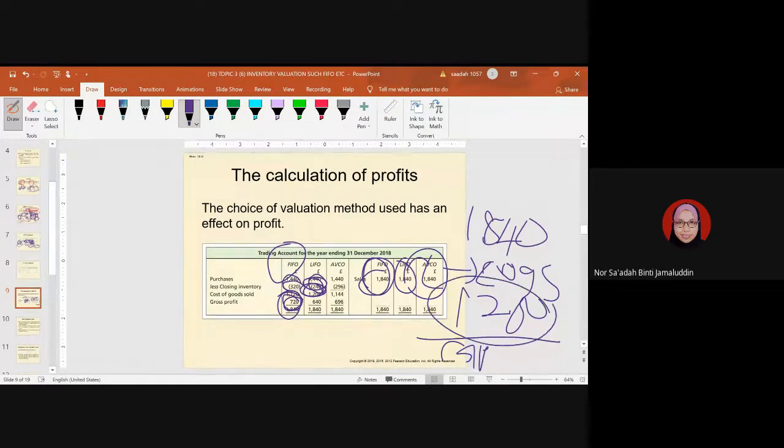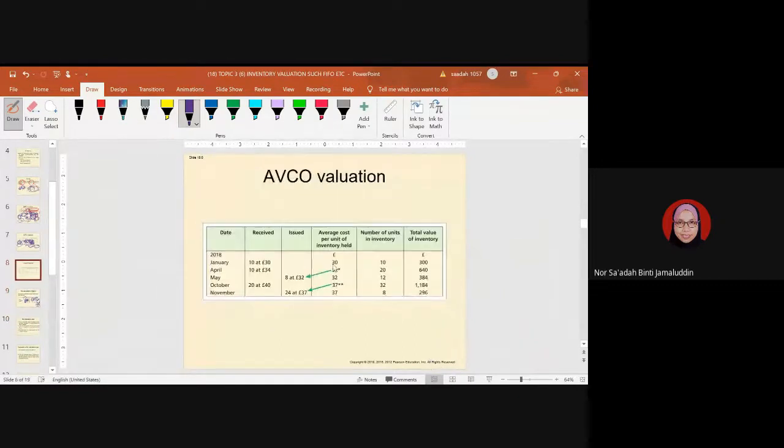When your cost of goods sold is higher, it means that your inventory is lower. Okay, when your inventory is lower, your gross profit is also lower. Okay, this is the LIFO. And then lastly, we go to the valuation method, average cost method. Last one, we go to average method.